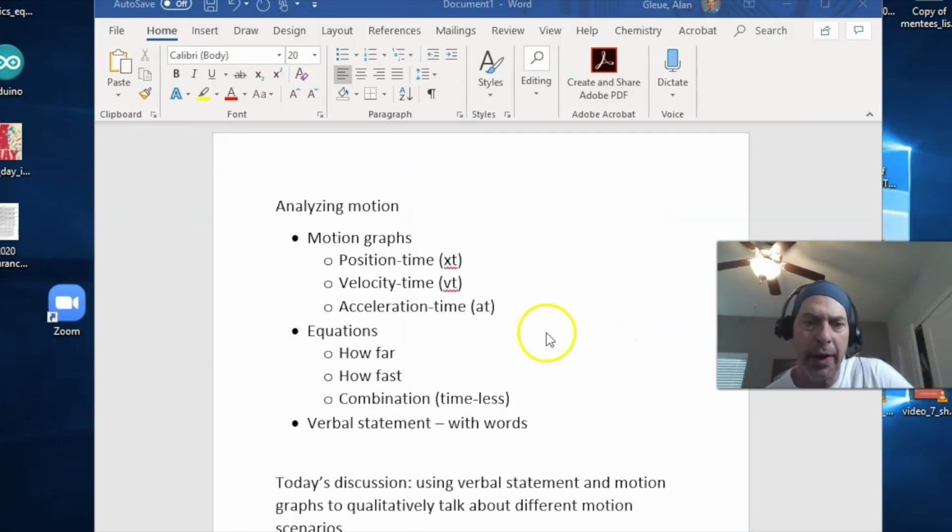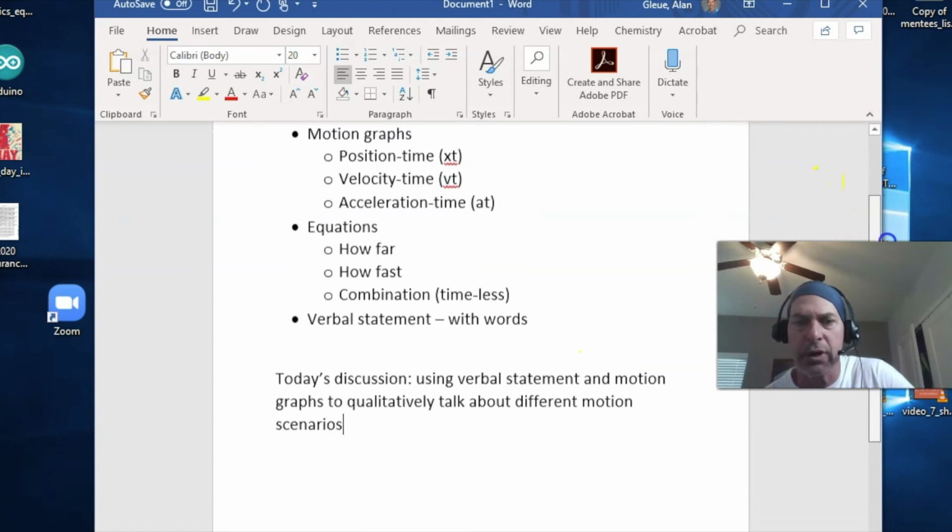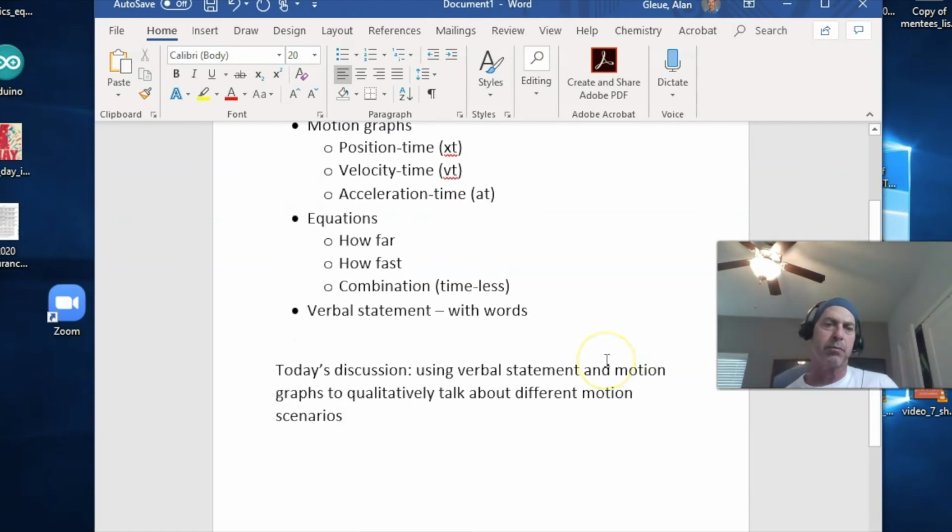We also have our verbal statements, words. So in today's discussion we want to focus on using verbal statements and motion graphs to qualitatively talk about different scenarios that we can have with cars or other objects that move. What I mean by qualitative is we don't care about the numbers, we just care about the discussion and the shapes.